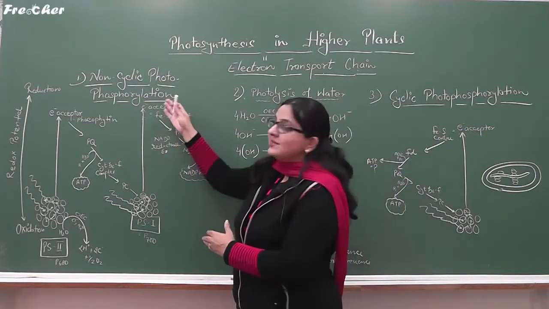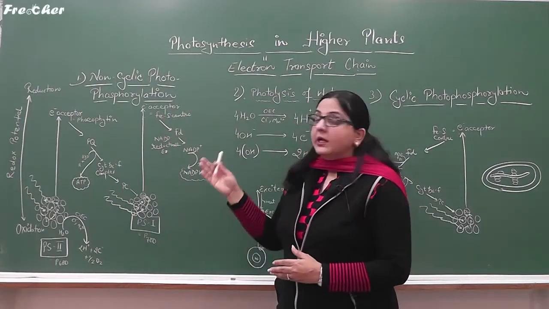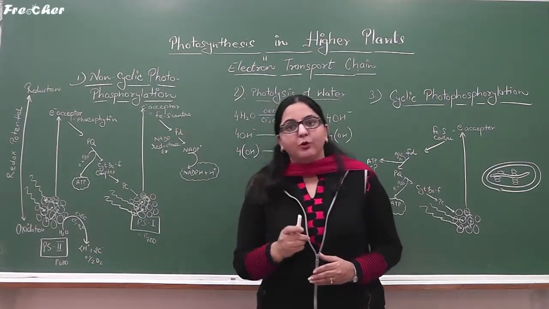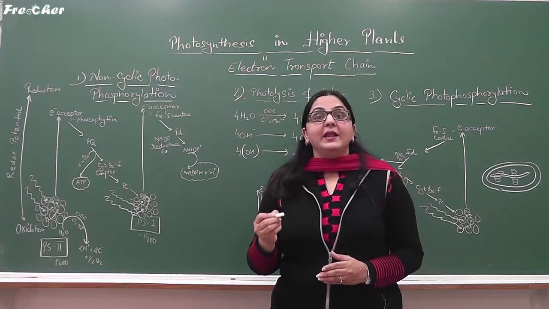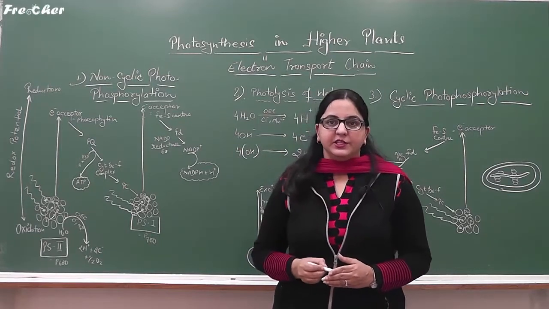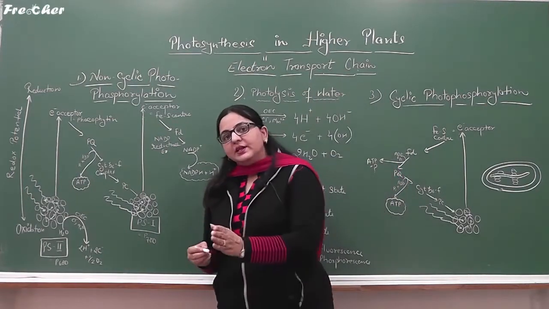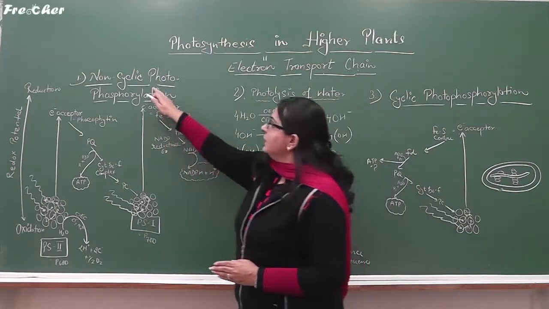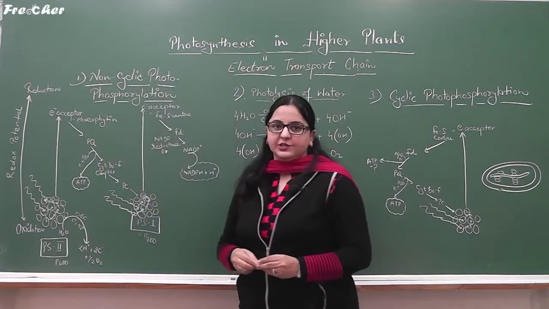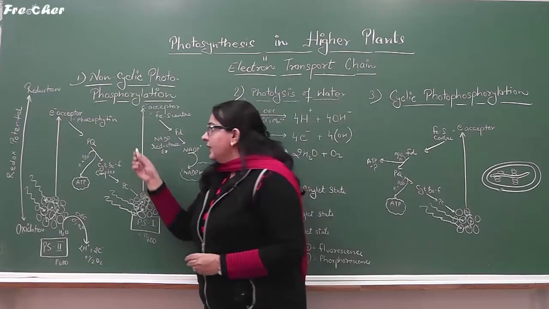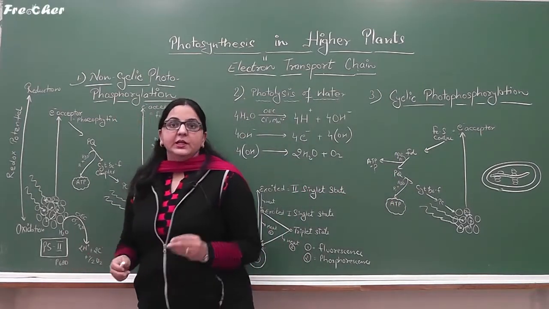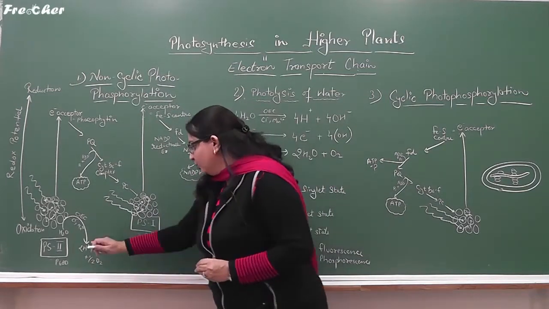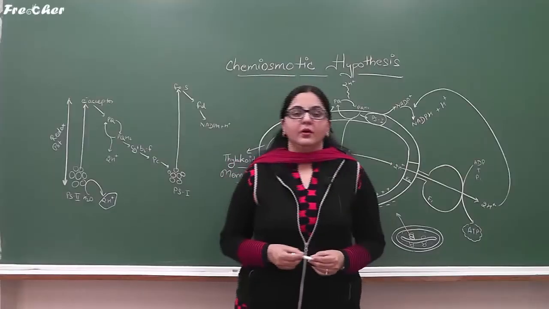Here the non-cyclic photophosphorylation is also known as the Z scheme. It was first proposed by Hill and Bendall in 1960. It is called the Z scheme just because of its shape. Now we will discuss the non-cyclic photophosphorylation. It involves two photosystems, photosystem 2 and photosystem 1.